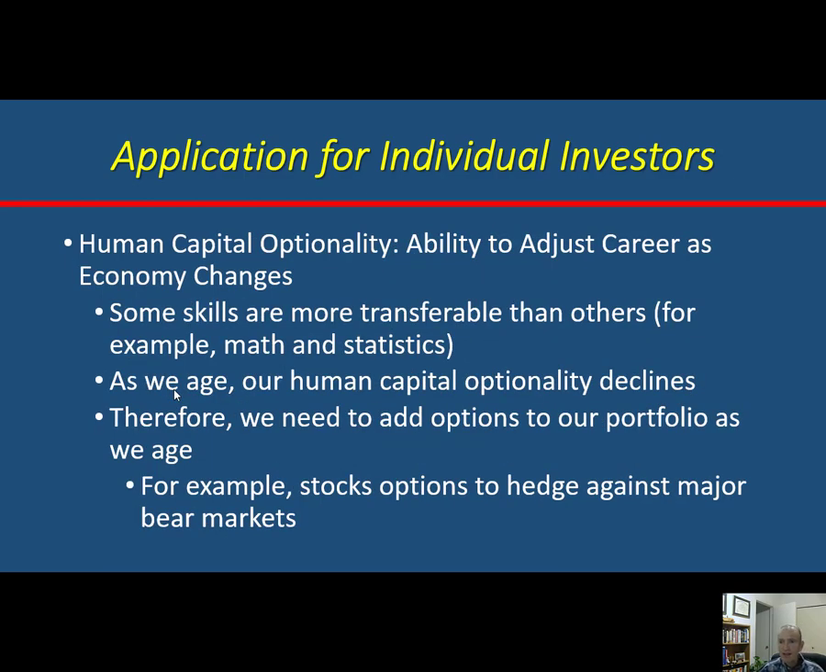Human capital optionality is another component, and what that means is you can adjust your career as the economy changes. You can get new skills. You can get a graduate degree. If coding's a huge thing, it may be absolutely critical, so maybe you take some classes on Python or R or Java or whatever. So as you age, though, that human capital optionality declines. So as we age, we need more optionality in our portfolio. And we're going to talk about that. Stock options are a great hedge against major bear markets as we age.